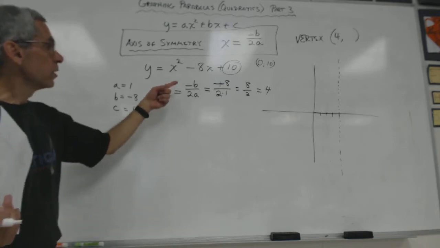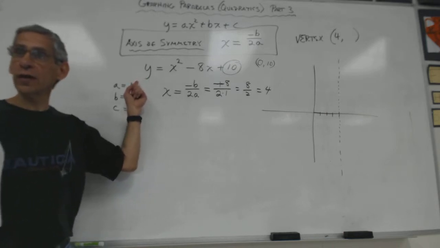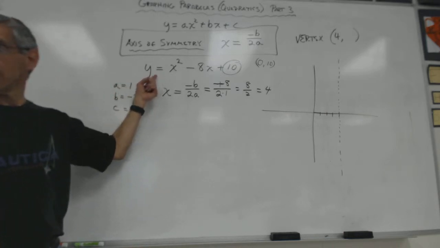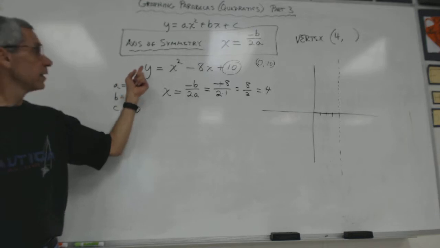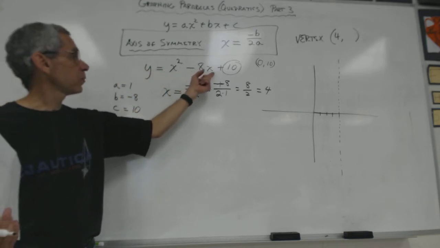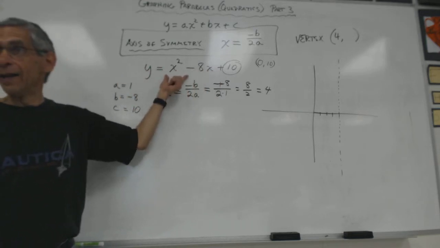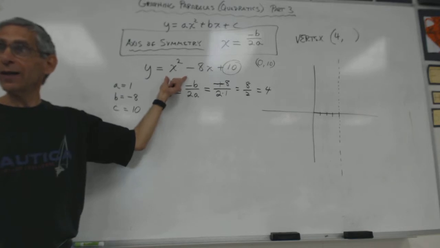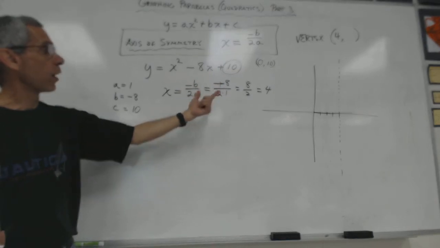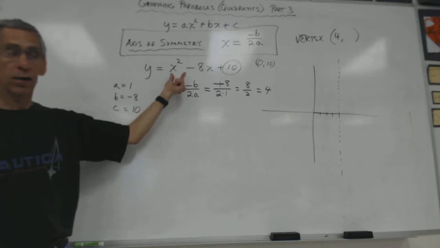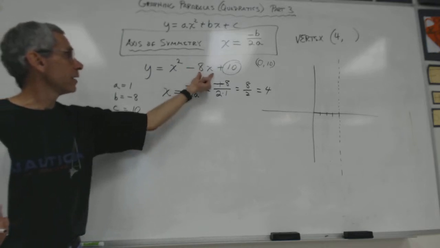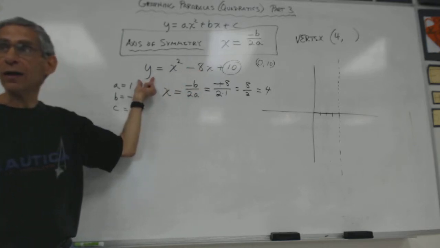The original equation. So look, go back to your original equation. It says y equals. That's what I want. I want to know y equals, and then it has x squared minus 8x plus 10. I know what x is. X is 4. When x is 4, I could plug that in, and then I could find my y.